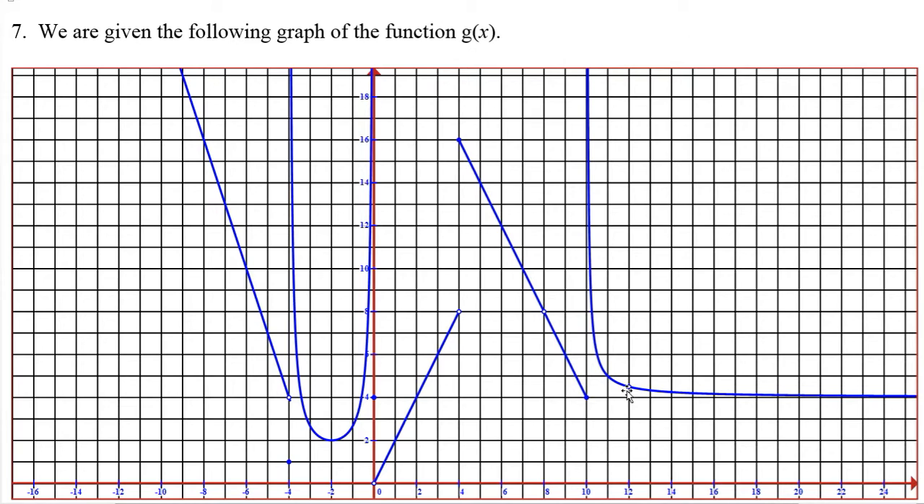F of 12 is, well, it's 4 point something. I'm going to say it's about 4.6. And that's the full limit as we go in there. So f of 12 doesn't exist, but the limit approaches, say, 4.6 there.